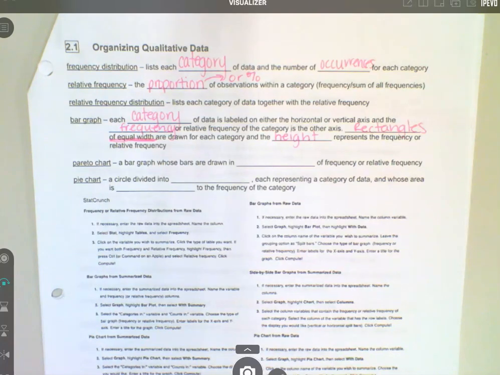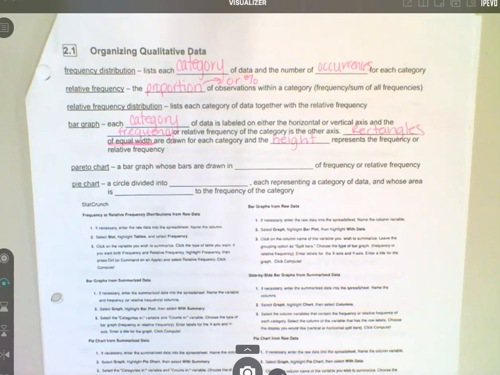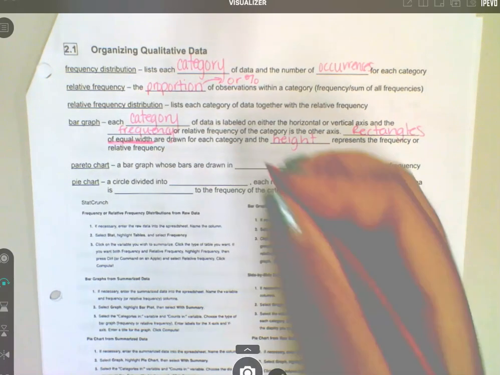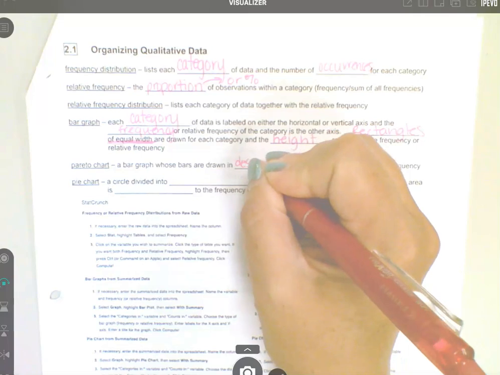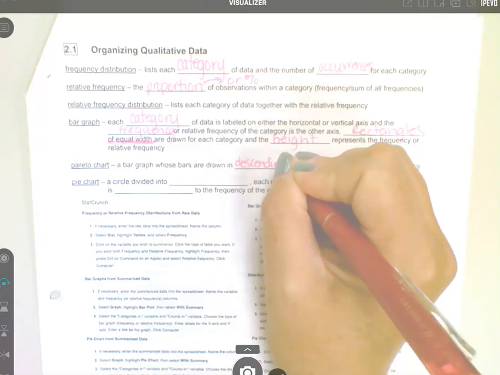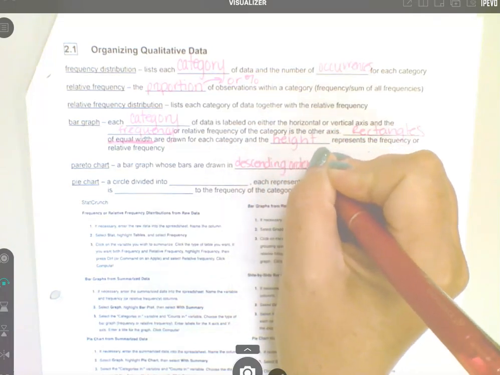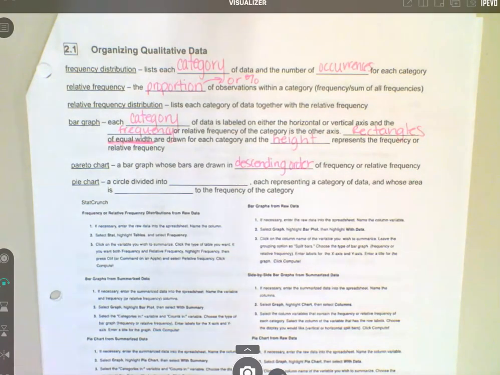So a Pareto chart is one that people usually don't know before they take this course. A Pareto chart is just a specific type of bar graph where the bars are drawn in descending order. So the highest frequency or relative frequency is first, then the second highest, all the way down to the lowest. So essentially the bars go from high to low.